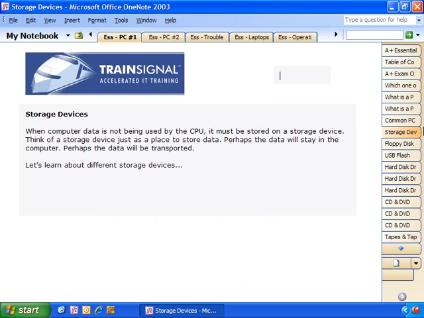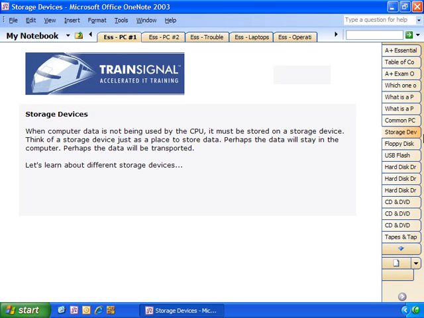All right, so now let's talk about storage devices. Storage devices are an important part of personal computers. When computer data is not being used by the CPU, that's the processor in the computer, it must be stored on a storage device. So you can think of this storage device as a place to store your data. Perhaps the data will stay in the computer, perhaps it will be transported when the computer's off.